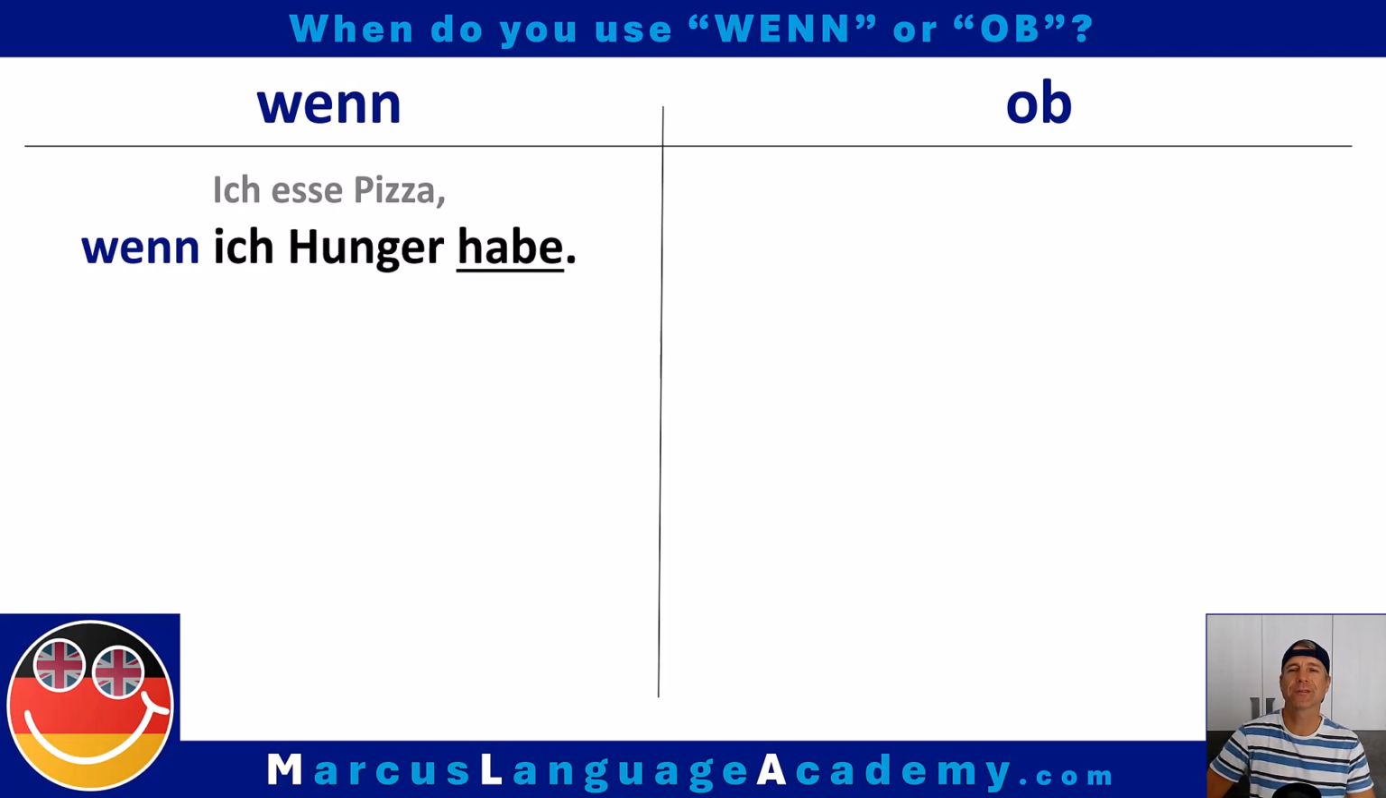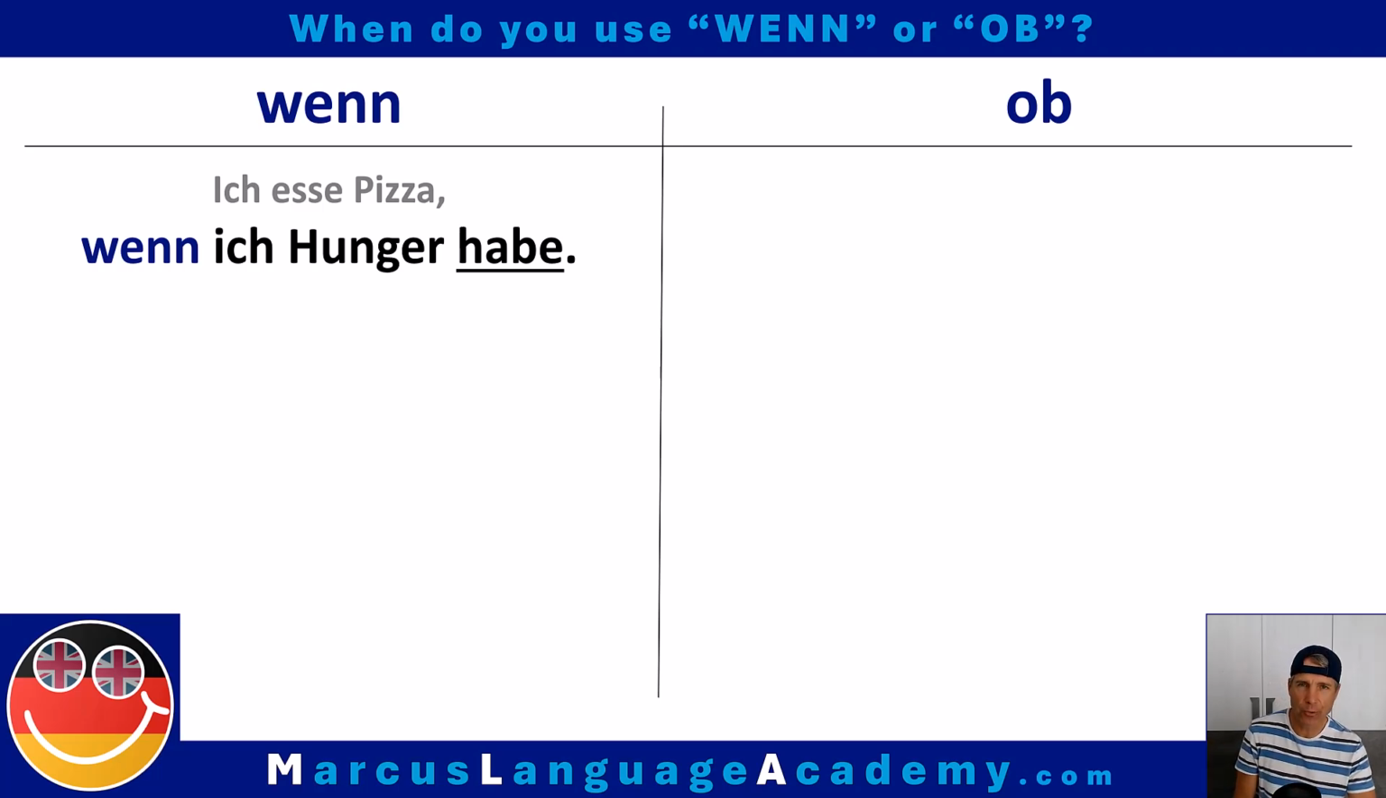So let's see the first example here. Ich esse Pizza, wenn ich Hunger habe. So, I eat pizza when I'm hungry. First thing, we always need a main sentence. The main sentence here is ich esse Pizza, and then we have the sub-sentence, wenn ich Hunger habe. That means wenn pushes the verb to the end. So the verb in the sub-sentence is at the end. Literally we say: ich esse Pizza, wenn ich Hunger habe. I eat pizza when I hunger have.